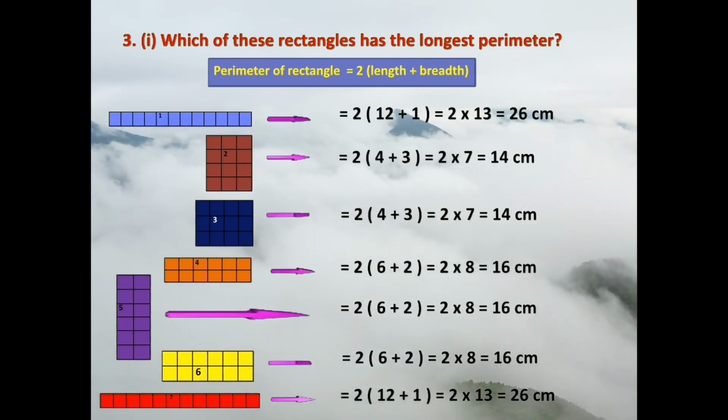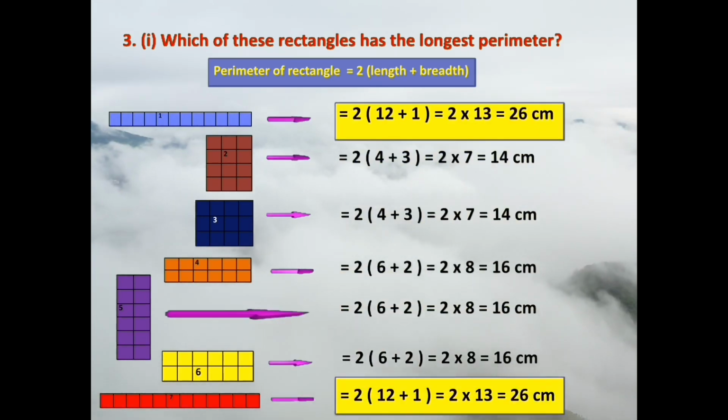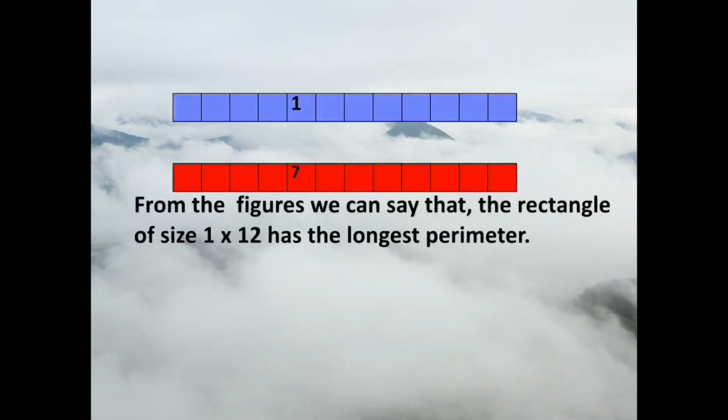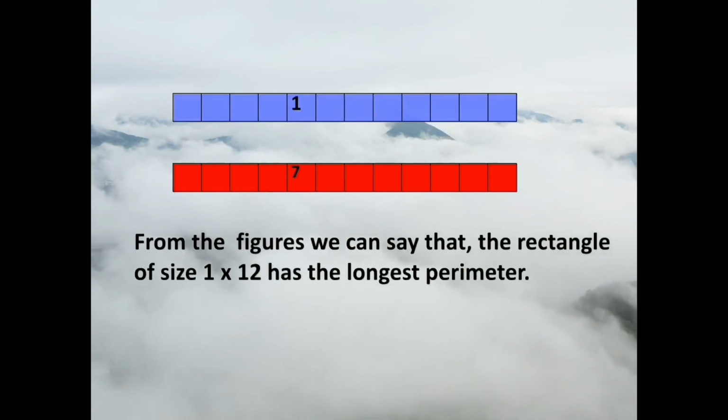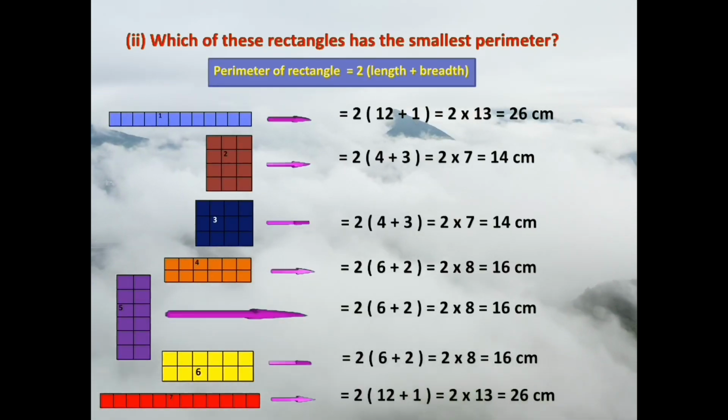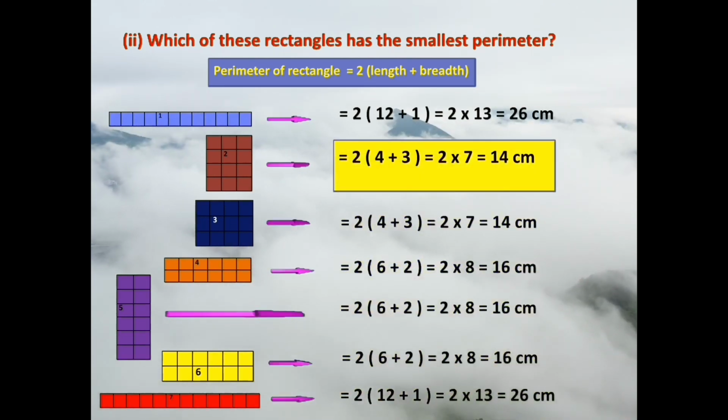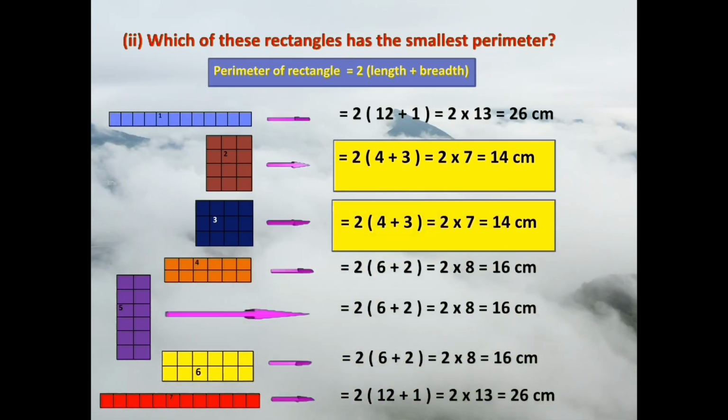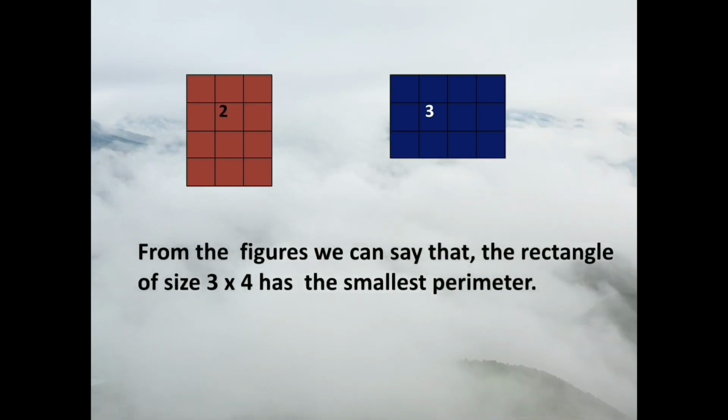Now you can see here rectangle number 1 is 26 cm and rectangle number 7 is also 26 cm. From the figures we can say that the rectangle of size 1 into 12 has the longest perimeter. Now say which of these rectangles has the smallest perimeter? Here we can see the second rectangle 14 cm, the third rectangle also 14 cm. From the figures we can say that the rectangle of size 3 into 4 has the smallest perimeter.